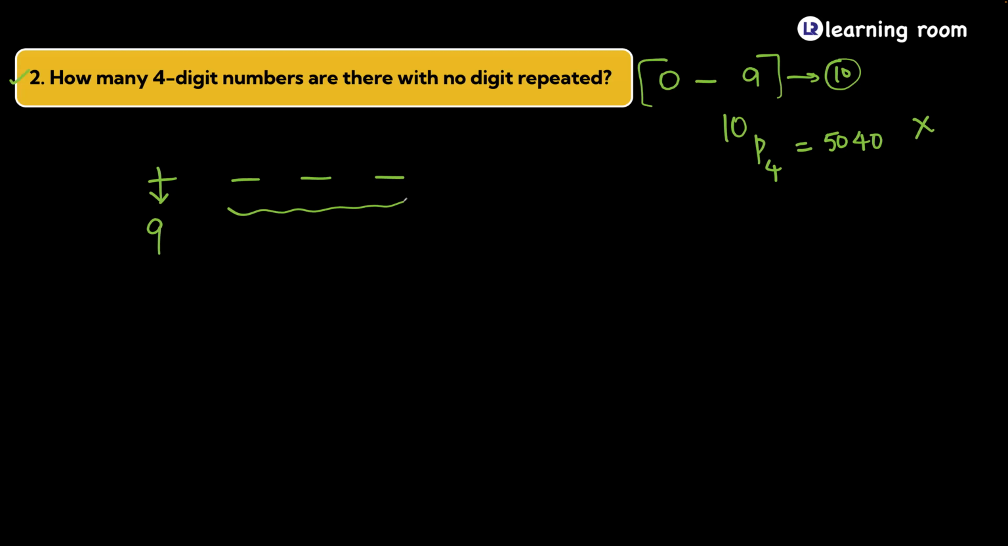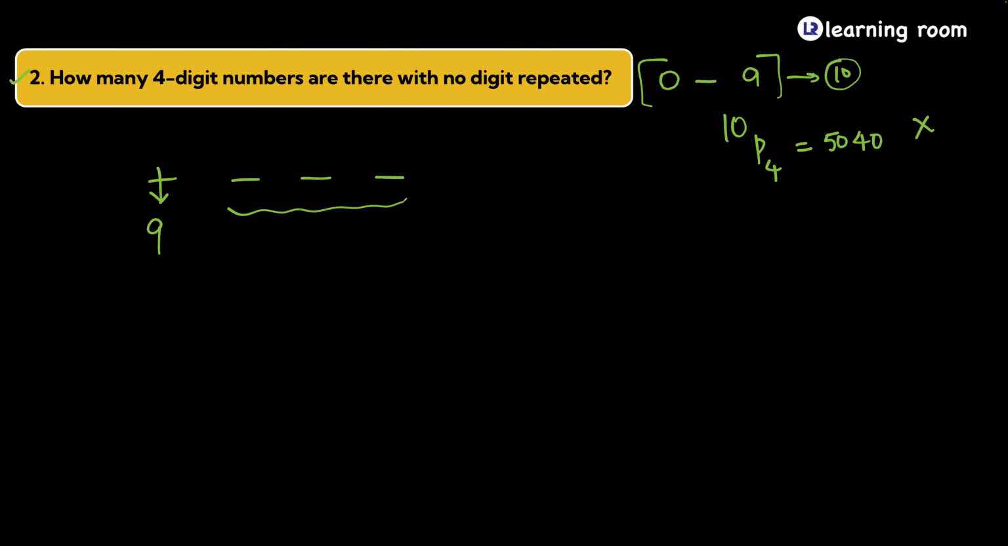So between 0 to 9, you have 10 digits. Out of those 10 digits, I should not use 0 in the 1000th position. So I have used anywhere between 1 to 9. That is why I have filled it in 9 ways. It is not 9 factorial. It is 9 ways. After 9, you have 3 blank spaces.